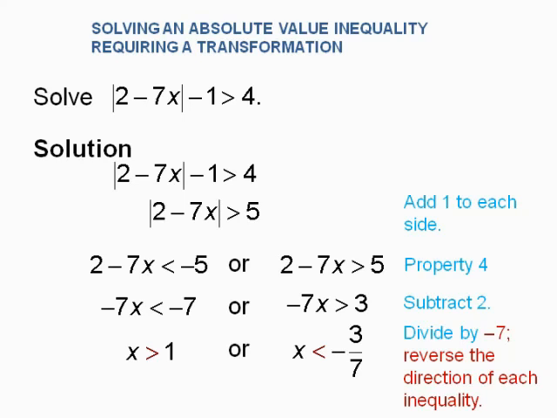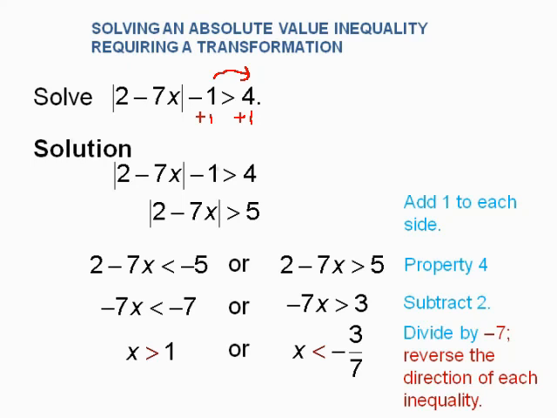All right, now here's another example. Solve the absolute value of 2 minus 7x minus 1 is greater than 4. And here's one where the absolute value is not isolated. Oh, you don't know how many times I see students make this mistake. It's almost like when you solve the radical equations. You always have to isolate the absolute value or the radical first.